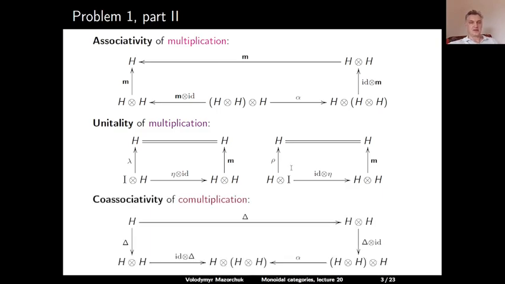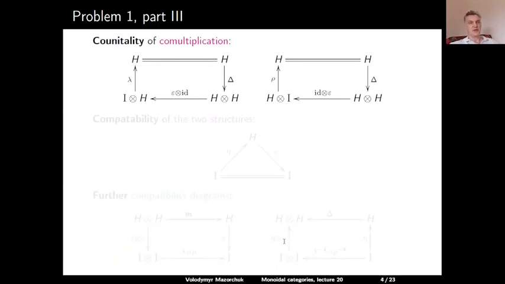Similar to the associativity of multiplication, we have co-associativity of comultiplication. So this is just the diagram: we take the associativity of multiplication, reverse the arrows, and write comultiplication instead of multiplication, and we have a similar diagram. This diagram should commute. And also, of course, the comultiplication should be counital. So we have the two counitality diagrams.